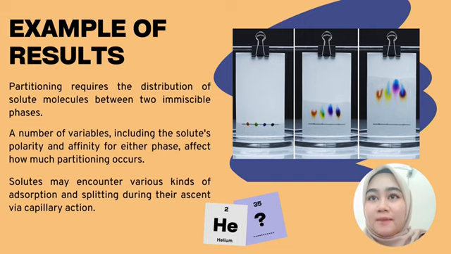On the other hand, partitioning requires the distribution of solute molecules between two immiscible phases. In this example, the stationary phase is paper, and the mobile phase is the solvent. A number of variables including the solute polarity and affinity for either phase affect how much partitioning occurs. Solutes may encounter various kinds of adsorption and partitioning during their migration via capillary action. As a result, they are divided according to their traits.